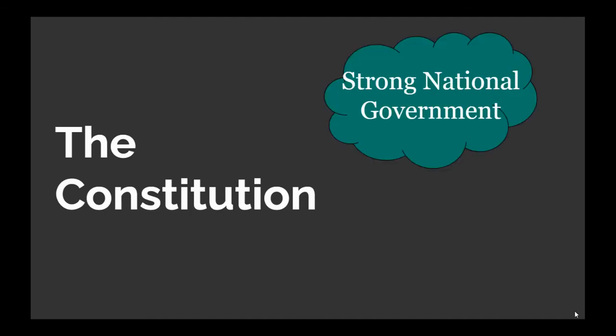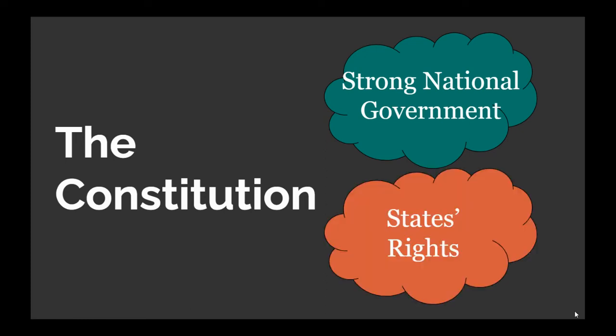The third topic that divides the North and South is their understanding of the Constitution. Remember that the Constitution is our written set of rules for the country. In the North, they wanted a strong national government. Remember, the national government is the government for everybody in the country. In the South, they wanted more states' rights.